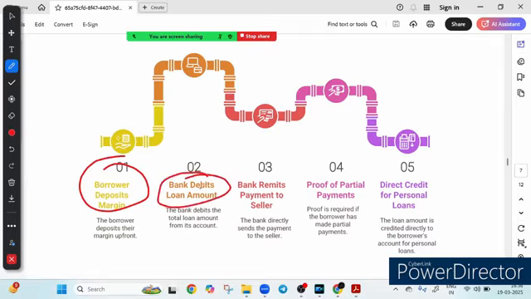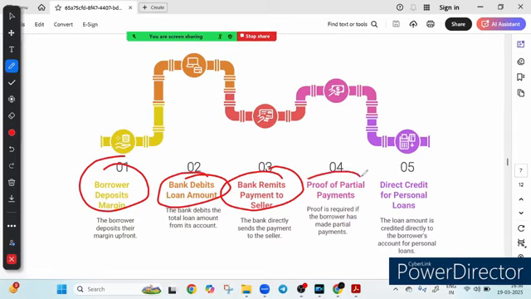So it means once the margin is secured, the bank debits the full loan amount from its own account to get ready for the next action. Then the bank remits payment to the seller. So next, the bank takes charge and directly transfers the fund to the seller on behalf of the borrower, ensuring a smooth and secure transaction.